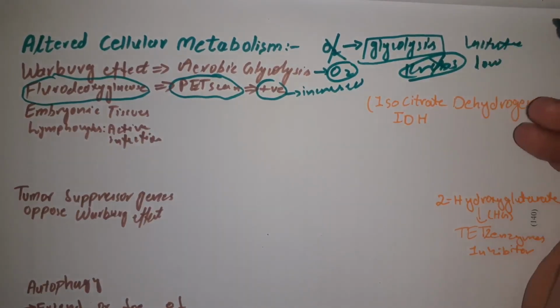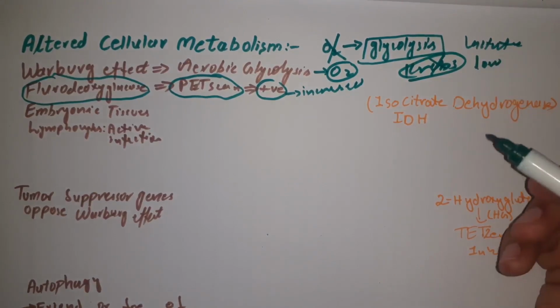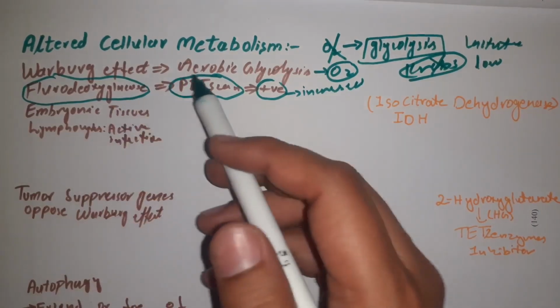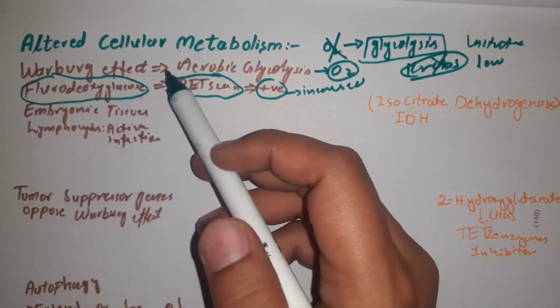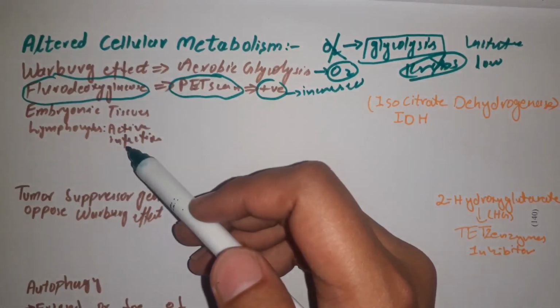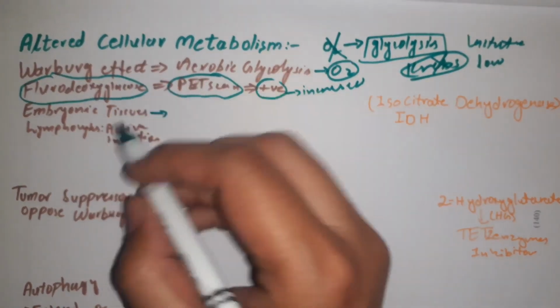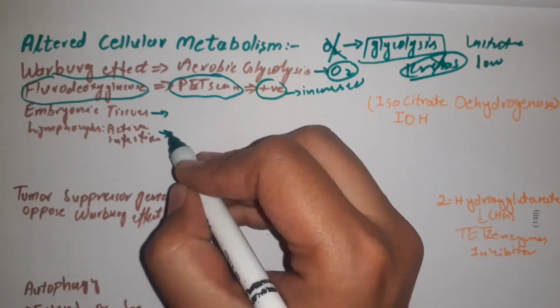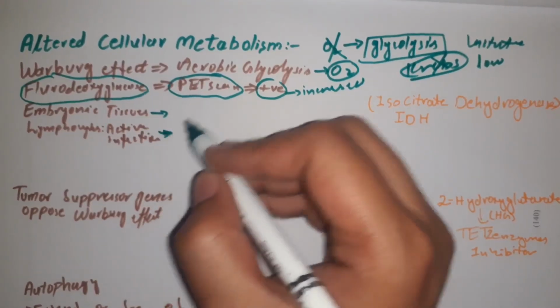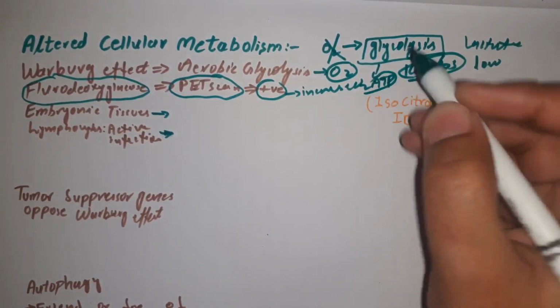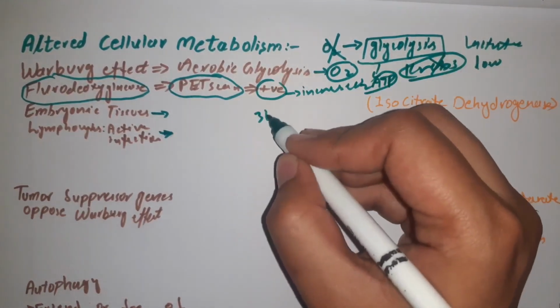However, they don't shunt the glucose to the Krebs cycle much. And this Warburg effect is not limited just to cancer cells, but it also happens in the rapidly dividing cells of the body, for example embryonic tissues, as well as the lymphocytes during active infection. So why does it happen? Glycolysis only yields 2 ATP. However, in case of Krebs cycle and oxidative phosphorylation, 36 ATPs are formed.